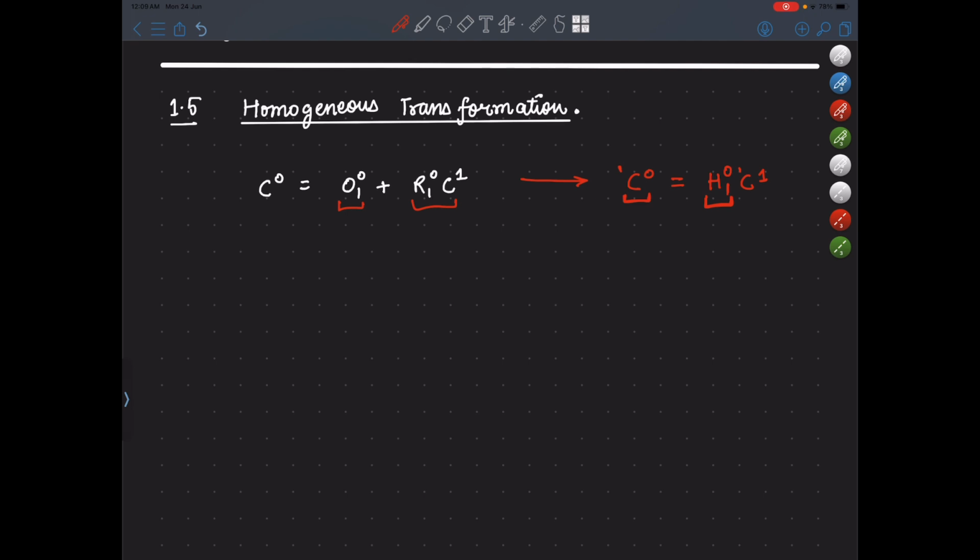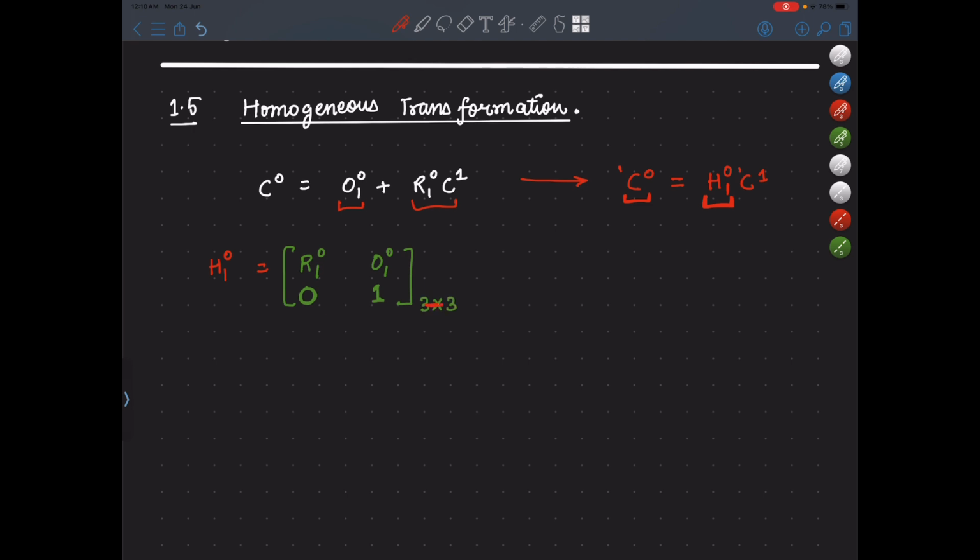But how does this happen? The homogeneous transformation matrix H1 naught is given by: first, the R1 naught rotation matrix; the second part is O1 naught. Then here it's 0. This is not O, this is 0. And here it is 1. These 0 and 1 are here just to make it a square matrix. So overall this is a 3 cross 3 matrix.